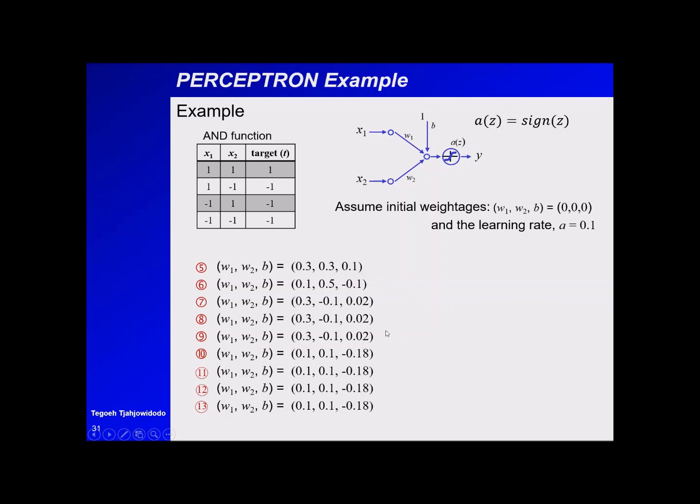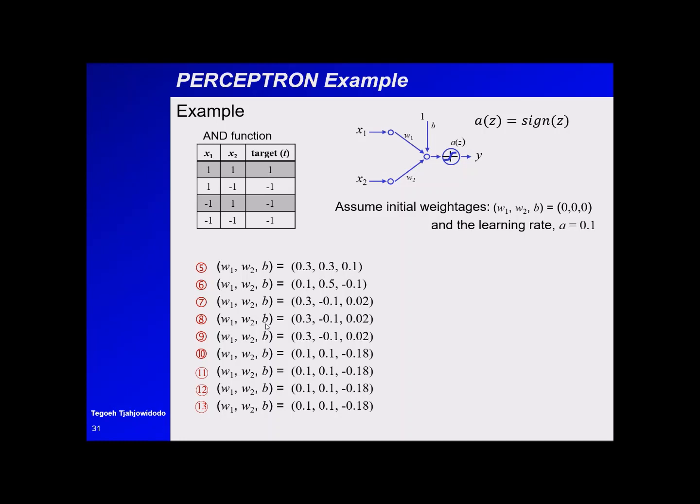I do it again until, after I check the Y, the output Y is consistent with the target T. Apparently I achieve it after the 10th iteration, in which after I tried the 11th, 12th, and 13th using the other data set, the weightages are not changing there. So it's converging because the output Y is equal to the target.